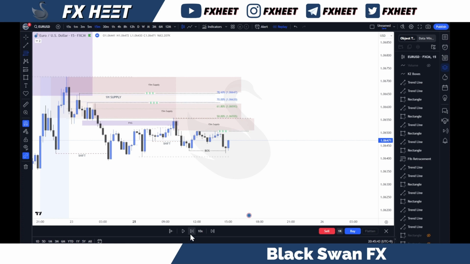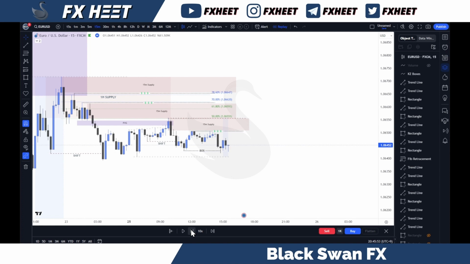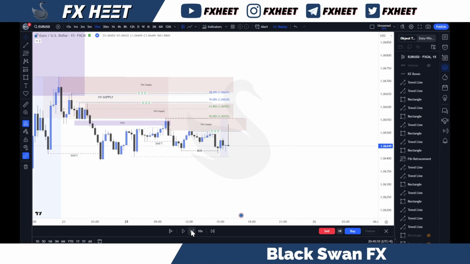Oops, wrong button. So what time is it? 45 minutes, 30 minutes to London Open. Okay, so that's a huge manipulation. So came exactly into the area that I was thinking it would. So let's see if we can get a retest now, because the next candle is London Open.